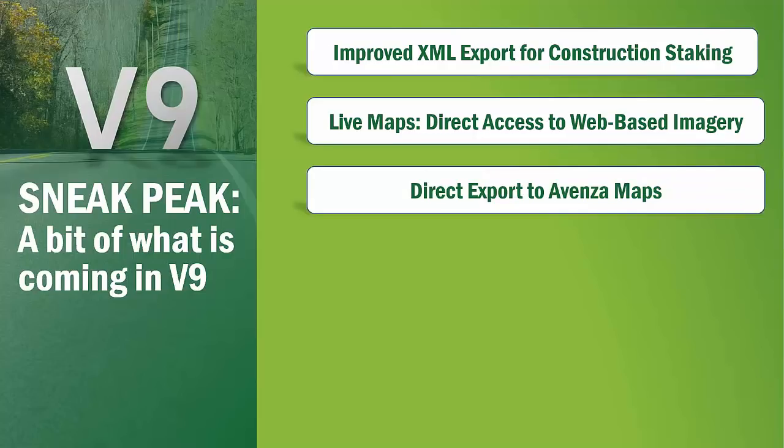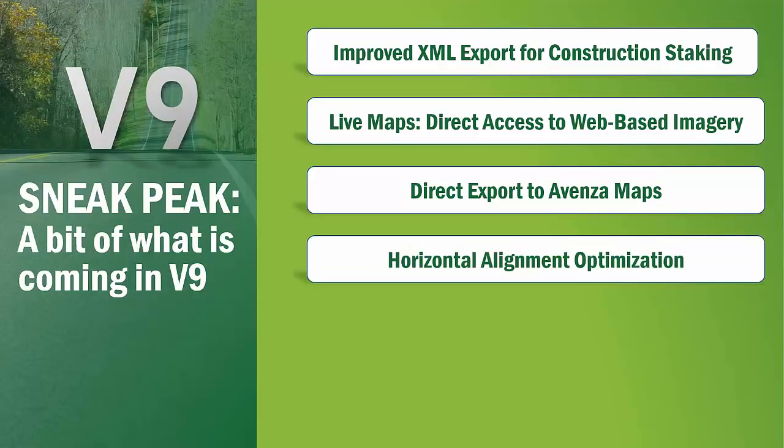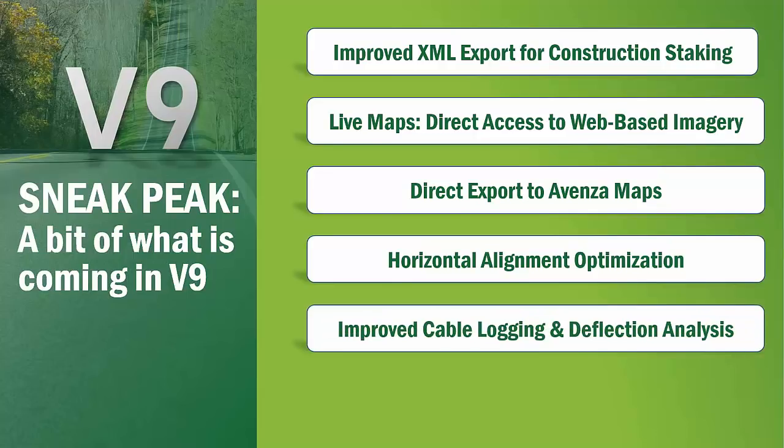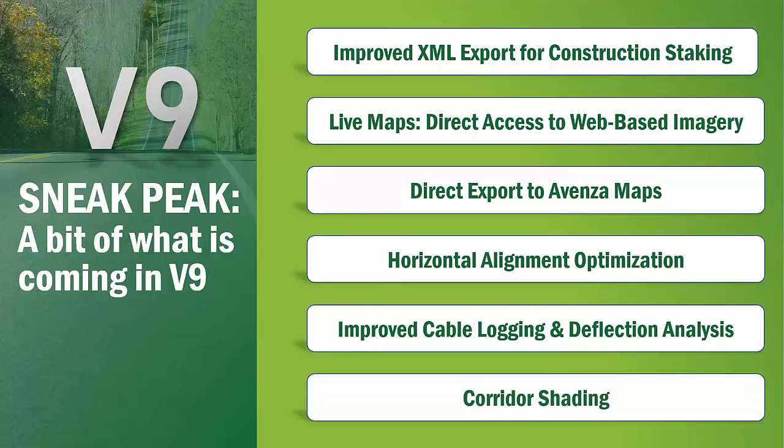We now have a direct export to Avenza Maps, a popular program that a lot of our resource customers use, so we expect this to be quite appealing to them. A big and exciting one in terms of our optimization development, we now have horizontal alignment optimization, and Craig's going to be going through an example of that. Improved cable logging and deflection analysis, and then finally we've got corridor shading. These are just some of the features that are coming down the pipe in V9, and we're going to be going through those today.